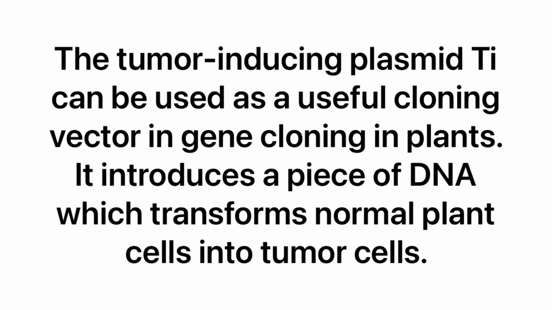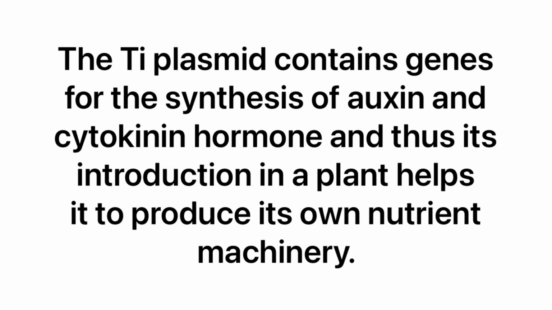The tumor-inducing Ti plasmid can be used as a useful cloning vector in gene cloning in plants. It introduces a piece of DNA which transforms normal plant cells into tumor cells. The Ti plasmid contains genes for the synthesis of auxin and cytokinin hormones, and its introduction in a plant helps it to produce its own nutrient machinery. So all these questions are very important for this chapter, practice them once before you go.